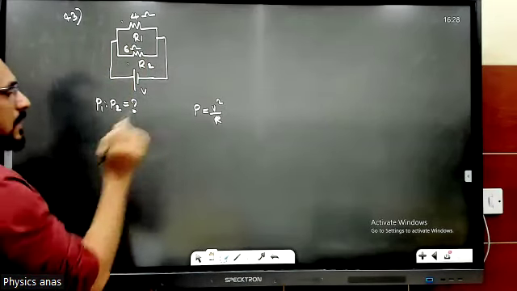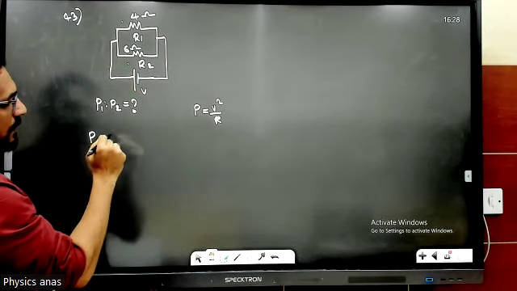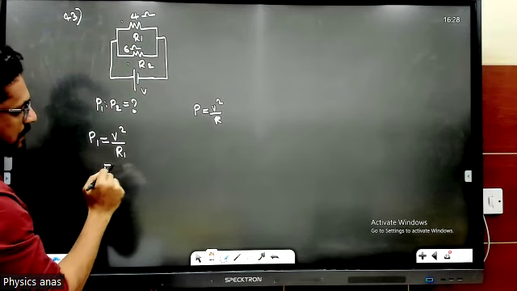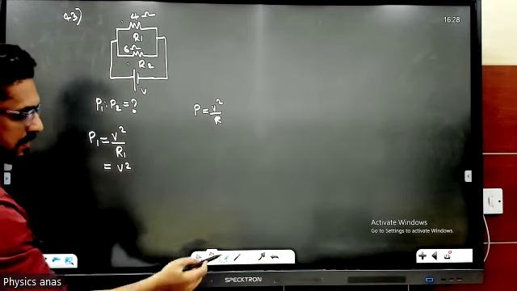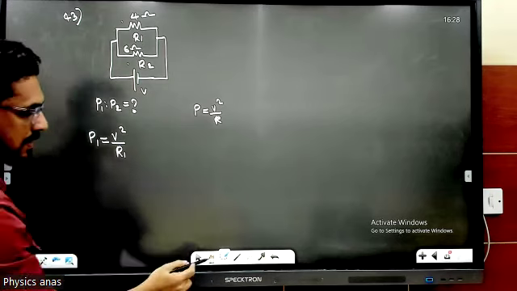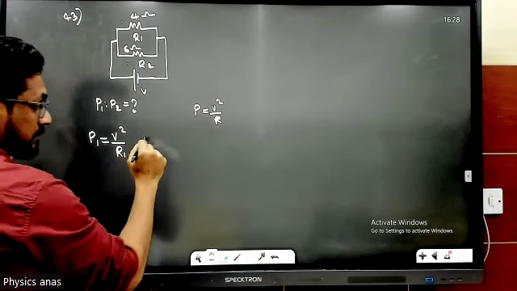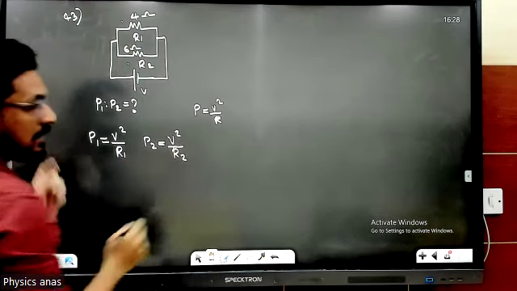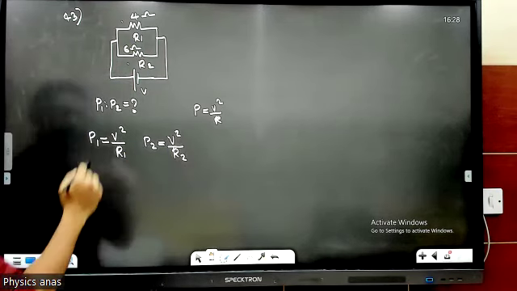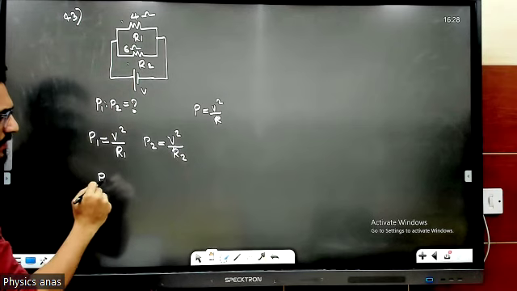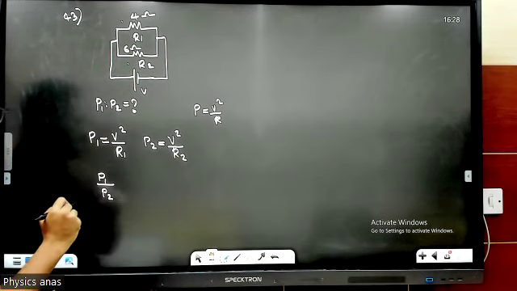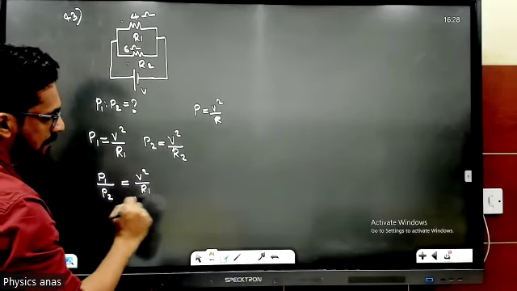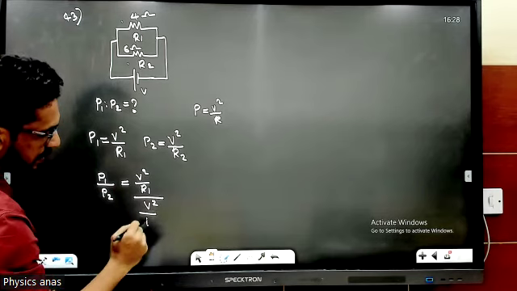Then what is P1? P1 will be V square divided by R1. And what is P2? That will be V square divided by R2, because voltage is the same for both of them. And what is P1 is to P2? P1 by P2 is V square by R1 divided by V square by R2.